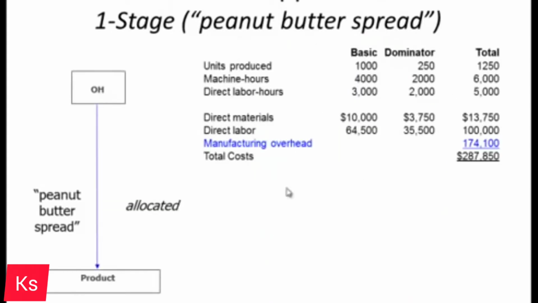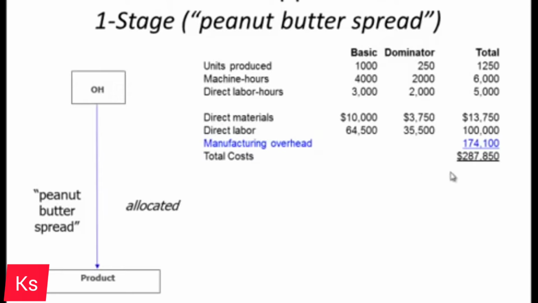Let's assume for a moment that we've got a company that has two different products, a product called the basic unit and a product called the dominator unit. This is actually from a problem out of your textbook, one of the suggested problems. I've given you information here about the units of each type of product that are produced, about the machine hours that are consumed by each of those product lines in total for the year, the labor hours that are consumed by those two different product lines in total for the year, the materials cost, the direct labor cost, and then you also see in blue the total manufacturing overhead that is incurred throughout the year.